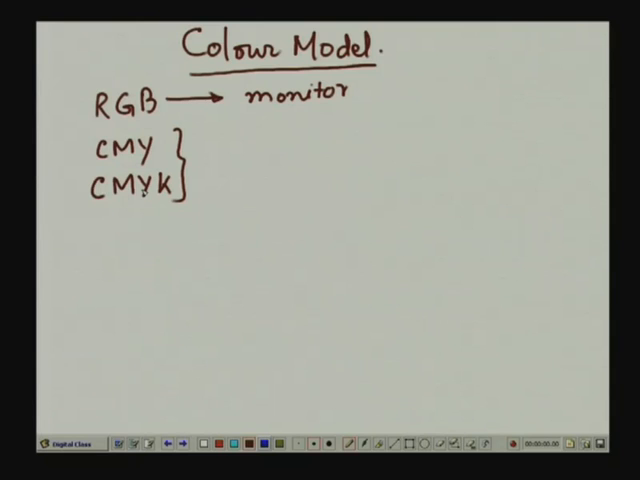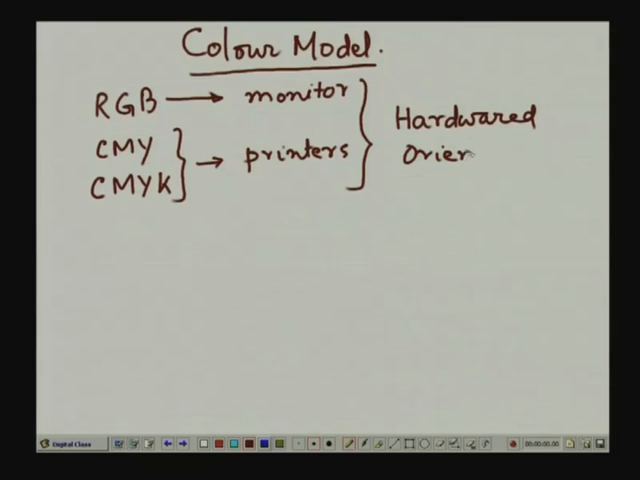CMY or CMYK color model, these are useful for image printers. And you find that both these color models are hardware oriented, because both of them try to specify color using the components as primary color components, either red, green and blue or cyan, magenta and yellow. And as we have said, red, green and blue are the primary colors of light, whereas cyan, magenta and yellow are the primary colors of pigments.